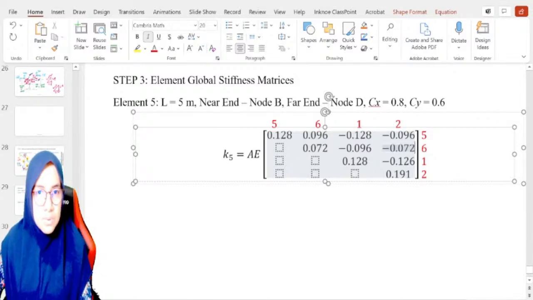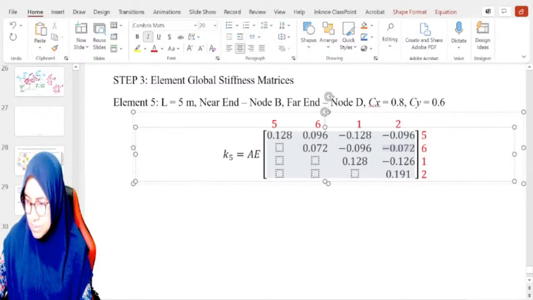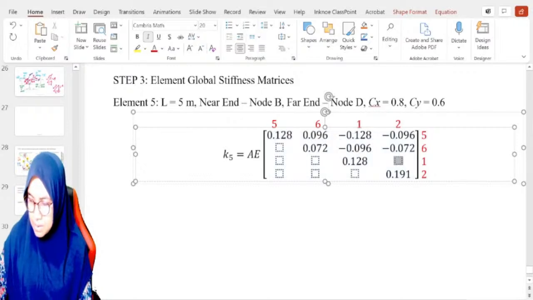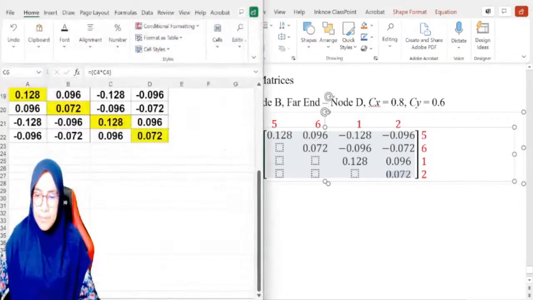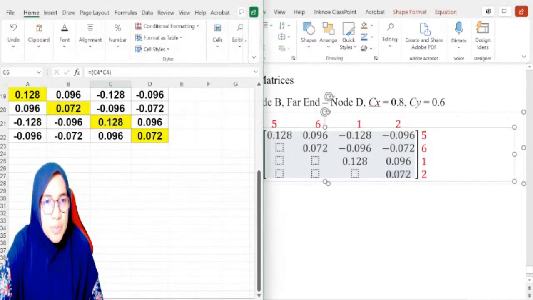Zero seven two, 0.096 and 0.072. Okay, 0.072, 0.096, 0.128, negative 0.072, negative 0.096, 0.072, 0.128, 0.096, negative, negative. Okay.